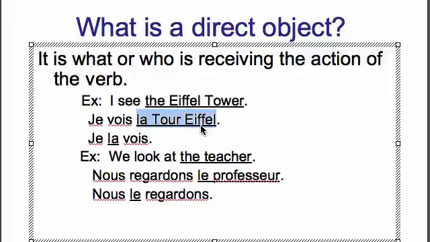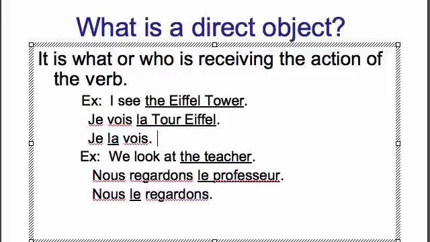If I were to simplify it, because that's what direct objects do, they simplify a sentence. Instead of saying I see the Eiffel Tower, I could just say I see it. Okay, and the it is the Eiffel Tower, and it's represented by la because it's feminine. Je la vois. Okay, and we know that direct object pronouns go before the verb in French. So je la vois, I see it. Okay, so it precedes the verb.